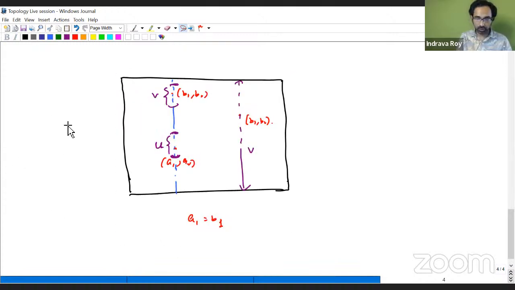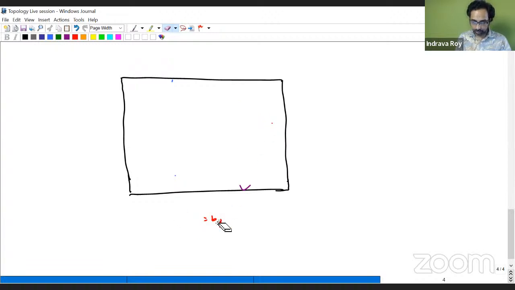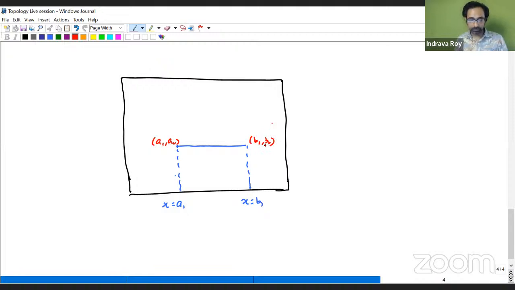Yeah, so for closed sets, let me just remove the parts that we have seen. One of the examples of an interesting closed set here is this problem set. We have this horizontal line now. Rather than considering vertical lines, you consider the horizontal lines. This point is A1, A2, and this point is B1, B2. Okay, and this line segment contains its endpoints.